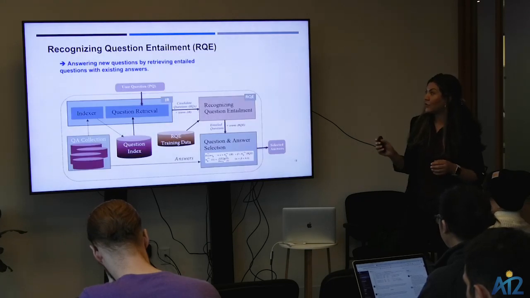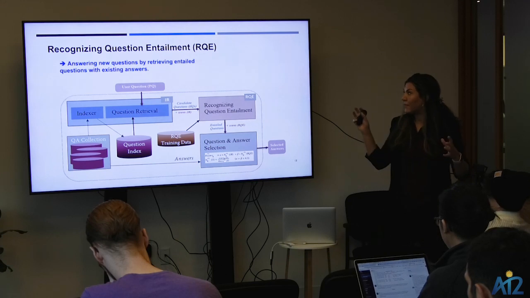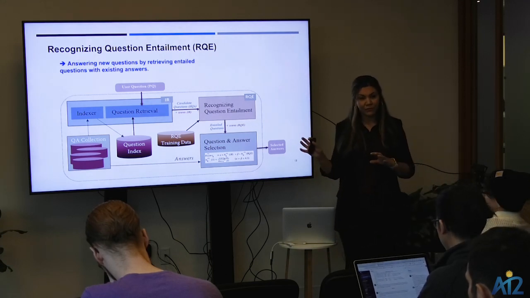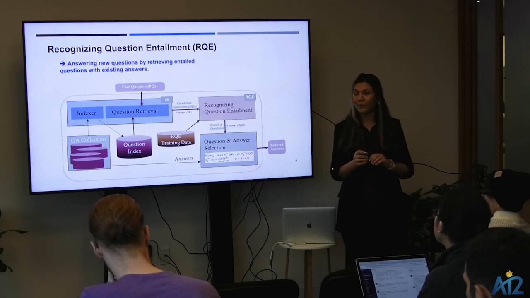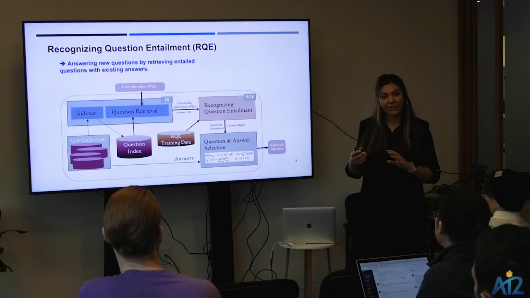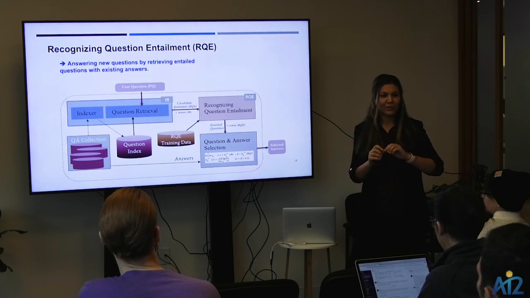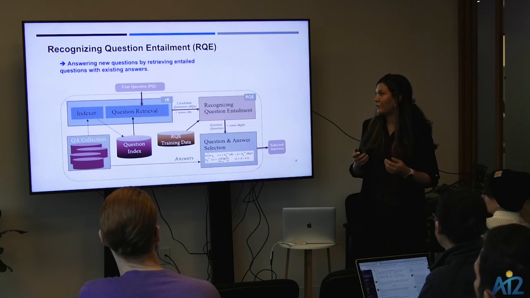I built a question answering system based on an RQE classifier. First, I use two information retrieval models to retrieve similar questions from a collection of question and answer pairs. Then I use an RQE machine learning model to classify the relations between the new question and the existing, similar questions as entailed or not.